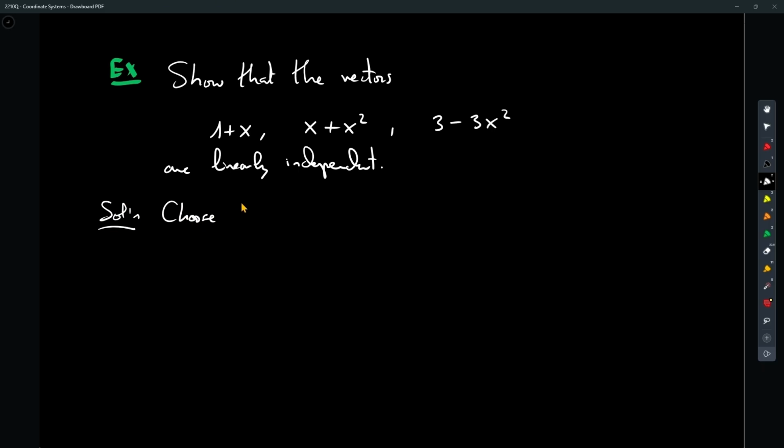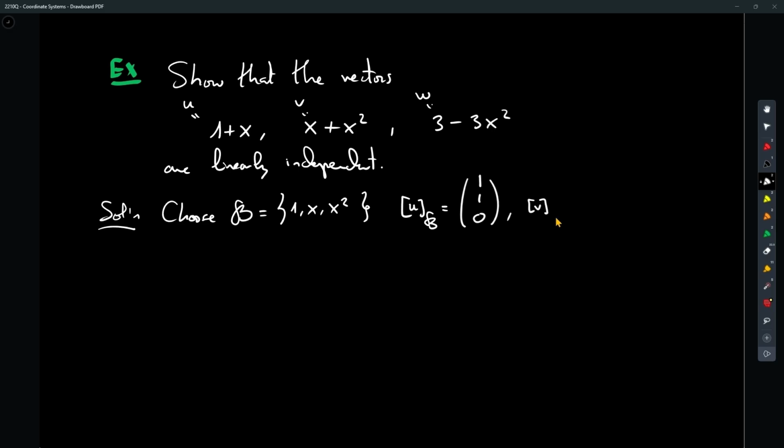I pick a basis. In this case, it seems just the standard basis would be the best choice. And then find coordinates. So this is going to be u, v, and w. What are the coordinates of u with respect to this basis? That is the vector 1, 1, 0. The vector v with respect to that basis is the vector 0, 1, 1. And the vector w with respect to that basis is the vector 3, 0, minus 3.